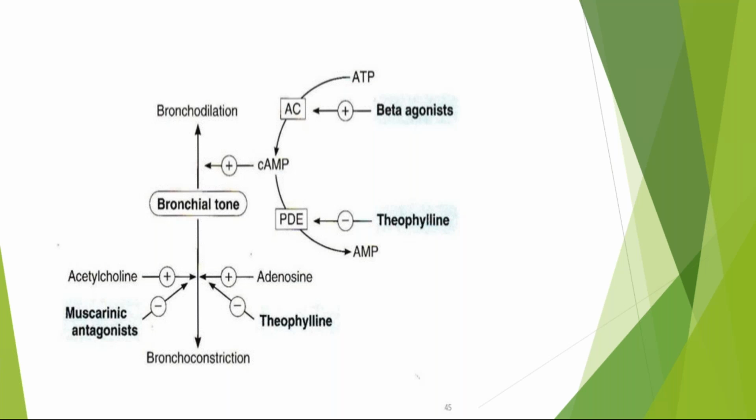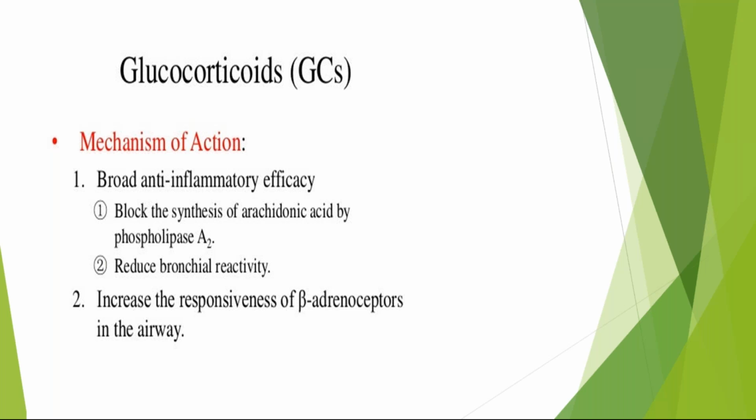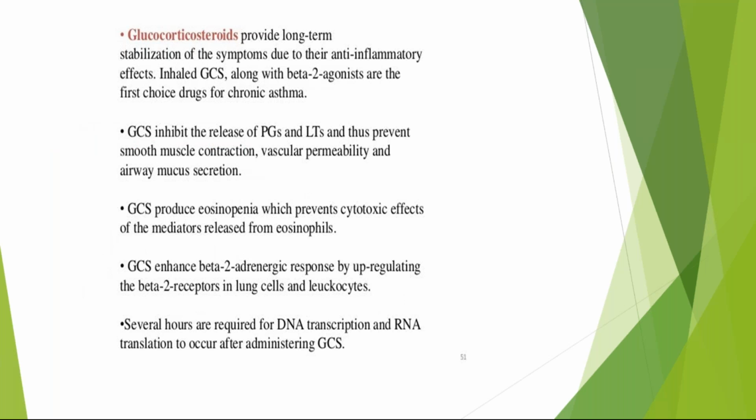This is the picture showing how the drugs act on bronchial tone. Coming to the mechanism of action of glucocorticoids. They mainly act as an anti-inflammatory and by blocking the synthesis of arachidonic acid by phospholipase A2 and reduce bronchial reactivity. They also increase the responsiveness of beta adrenoreceptors in the airway. They provide the long-term stabilization of symptoms due to their anti-inflammatory effect. Inhaled glucocorticosteroids along with beta-2 agonists are the first choice drugs for chronic asthma.